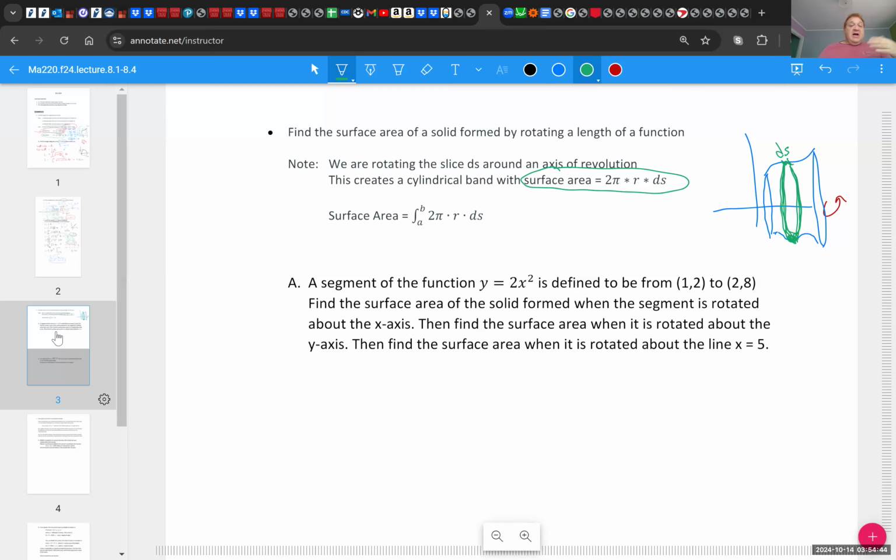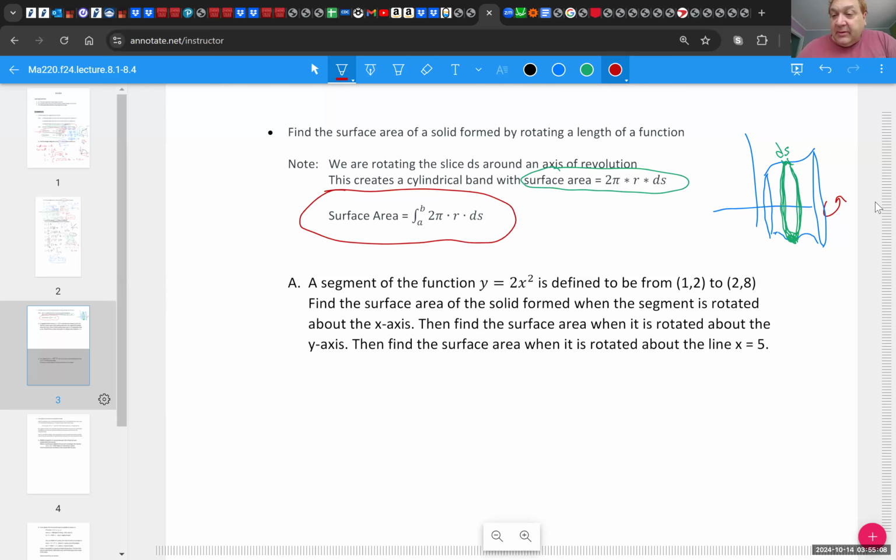So to find the entire surface area, we just integrate all the slices. So this is the formula for the surface area. You integrate from whatever limits you have, the beginning and the ending of our region, our function, and 2 pi times the radius times the height ds. Okay, so let's go ahead and see that in action.